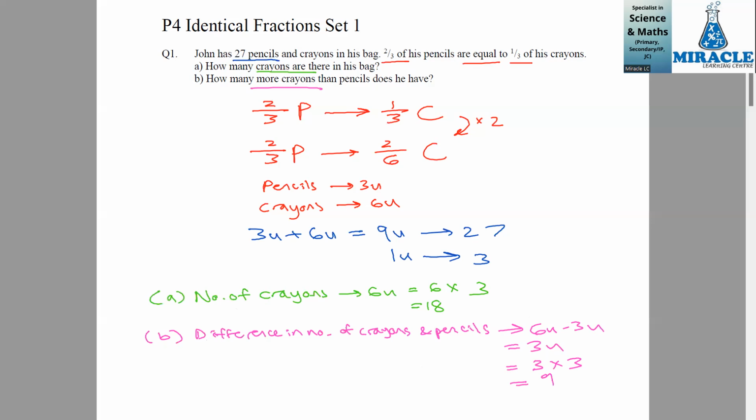So he has 9 more crayons than pencils. And this is your final answer.